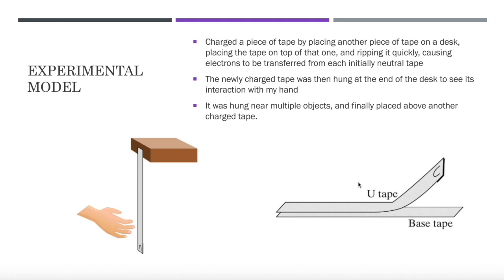For the experimental model, I think it's very important to mention that the initial conditions for this experiment were that the tapes were neutral. They had absolutely no charge to begin with. This was done by placing a piece of tape on a desk, placing another tape on top of the other one and ripping it quickly, causing electrons to be transferred from each initially neutral tape. The newly charged tape was then hung at the end of the desk to see its interaction with my hand, and it was hung near multiple objects, including a book, a pen, and it was finally placed above another charged tape.